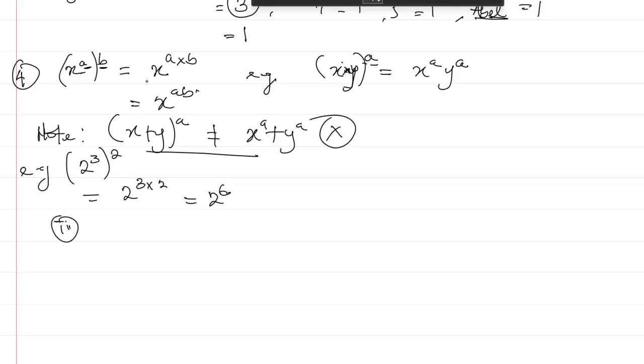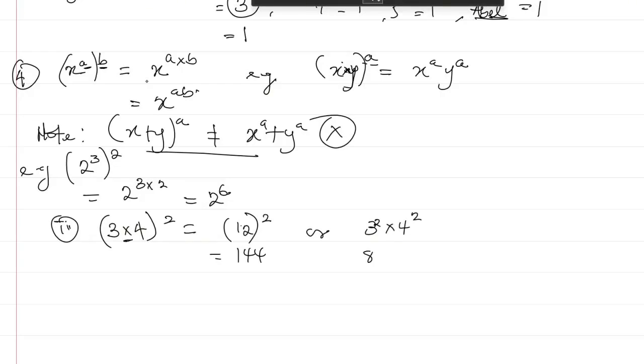Let's have another example. Example 2. Let's have 3 times 4, all raised to the power of 2. Of course, you can decide to say 3 times 4 is 12, and then you say 12 raised to the power 2, and this is going to give you 144. Or you can spread the powers across. Since this is not a plus, this is a times, you can say 3 raised to the power 2 multiplied by 4 raised to the power 2. This is going to give you 9 multiplied by 16, and this is still going to give you 144.